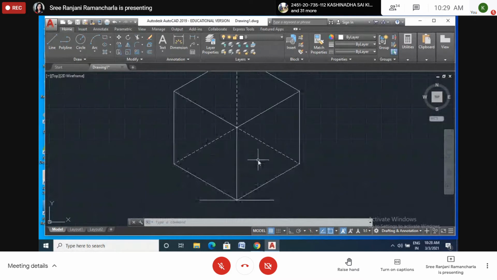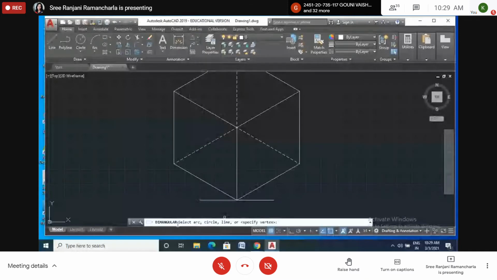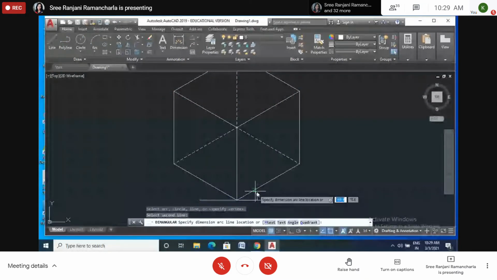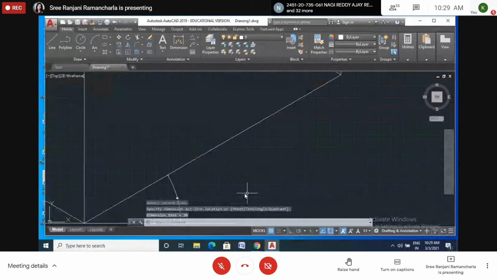Now we have to take the angle. We have to change the angle also. I want to show this angle, so I will take this one. It is asking to select an arc, circle or line. Here, whatever you select, it will take. So I am selecting a line and another line. The second line is coming. See here, now it is there. It's showing the angle also.